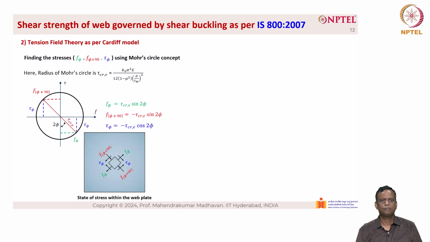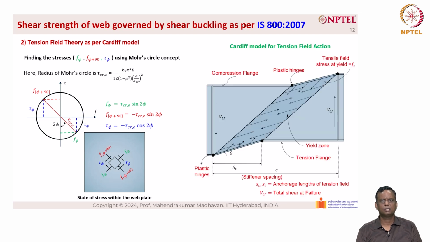Now, the stress state on the web plate is shown here, which is basically compressive stress F of phi plus 90, the tensile stress is F of phi, and the shear is tau phi. Now, the Cardiff model is shown on the right hand side. Now, we can see that this results in a tensile stress F of T acting in the diagonal direction, which should be included along with F of phi. Now, we have F of phi equal to tau critical E into sine 2 phi plus F of T. Here, there are two unknowns, phi as well as F of T, which we will find out in the next slides.